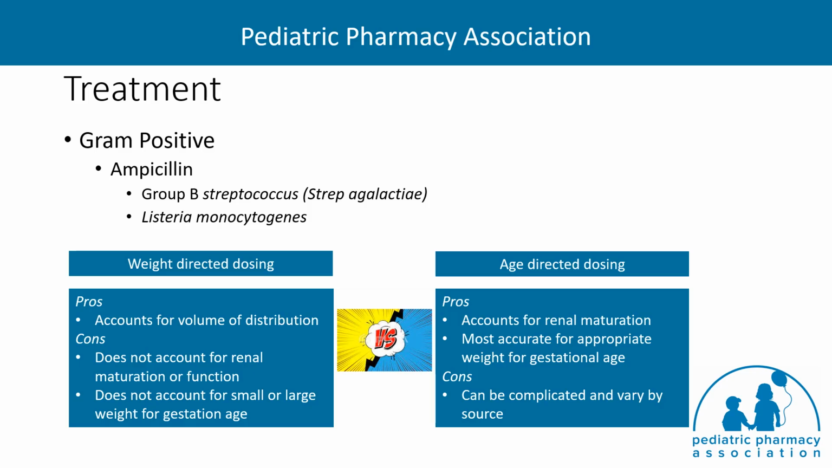There are advantages to both. Weight-directed dosing can account for volume and distribution. However, it does not account for renal maturation or function, and does not account for small or large weight for gestation. Age-directed dosing does account for renal maturation, and it's the most accurate and appropriate for weight for gestational age. However, this can be complicated and it can vary by source.